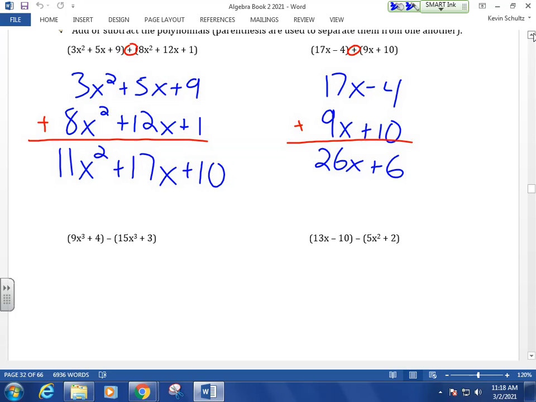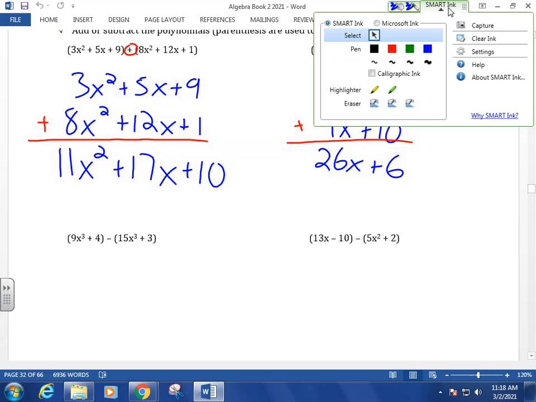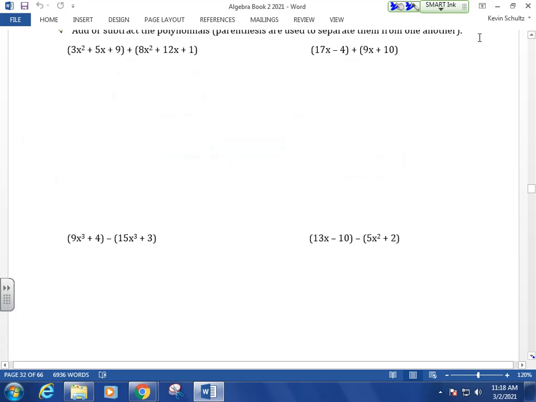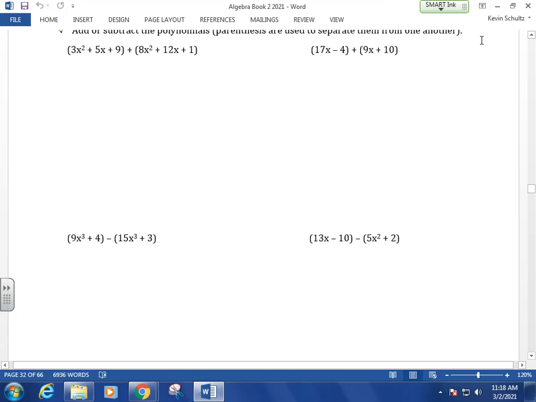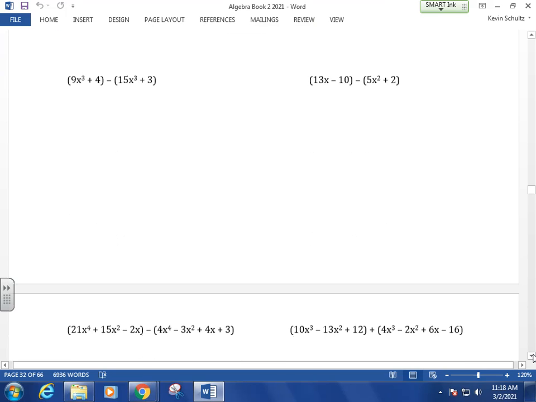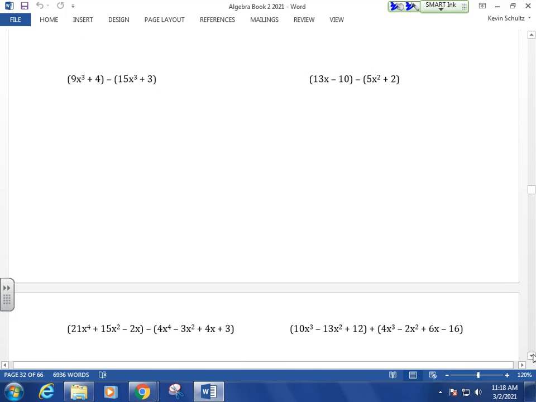Number 4? Okay. Well, let's do number 3 first to gain a little bit more confidence before we get to number 4 here. So we have (9x cubed plus 4) minus (15x plus 3). There's an x cubed term in each of them, a constant in each of them, so no missing terms. We're going to line them up vertically. 9x squared plus 4.